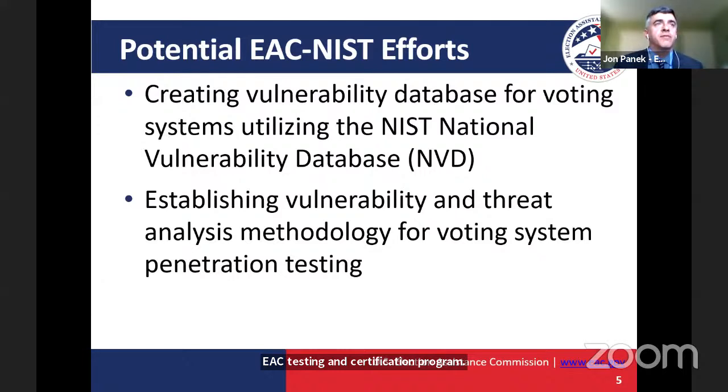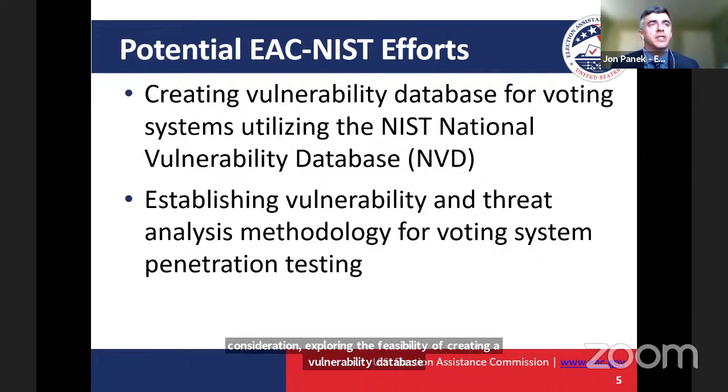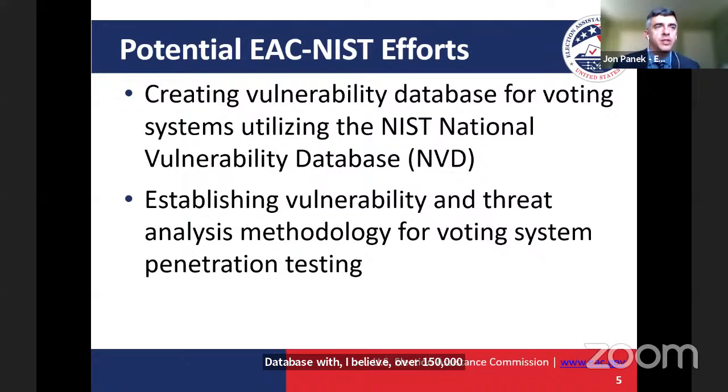Lastly, I want to mention a few efforts the EAC and NIST are in the early stages of considering. Exploring the feasibility of creating a vulnerability database for voting systems, utilizing the NIST National Vulnerability Database. This might look something like a subset of the National Vulnerability Database, with its, I believe, over 150,000 vulnerabilities, parsed down into a manageable number of items that could be more efficiently and readily used for voting system certification testing.